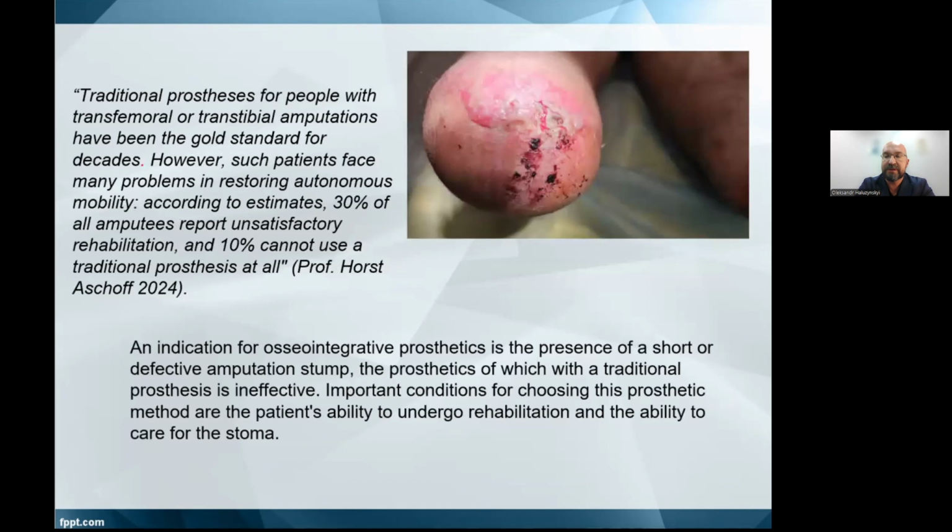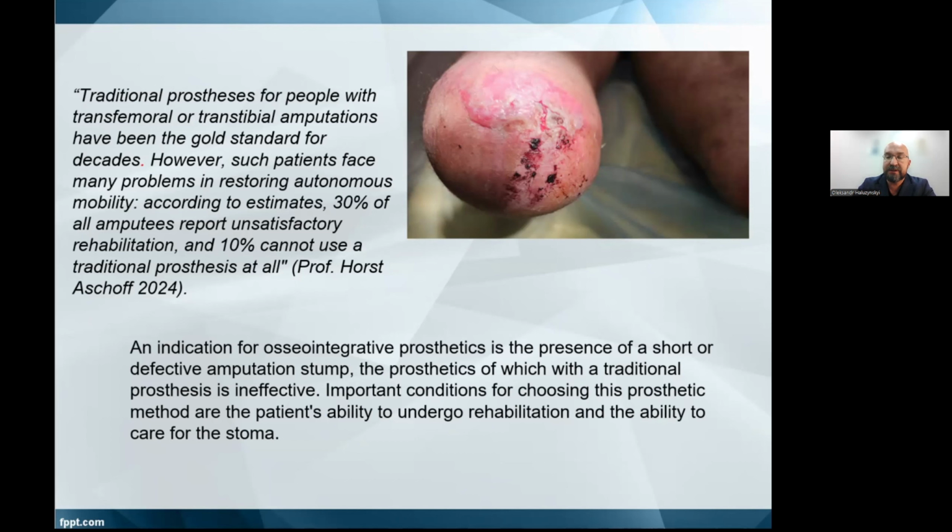Speaking about the relevance of osseointegration, I will quote our colleague, Professor Horst Aschoff. Traditional prostheses for people with transfemoral and transtibial amputations have been the gold standard for decades. However, such patients face many problems in restoring autonomous mobility. According to estimates, 30% of all amputees report unsatisfactory rehabilitation, and 10% cannot use a traditional prosthesis at all. The photo shows the stump of the shin of one of our patients who uses a traditional prosthesis.